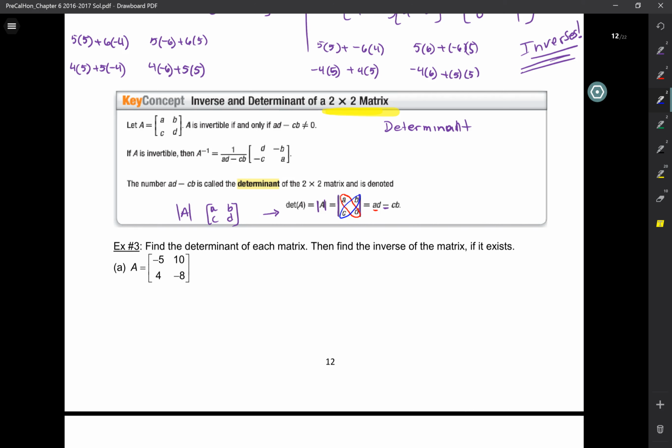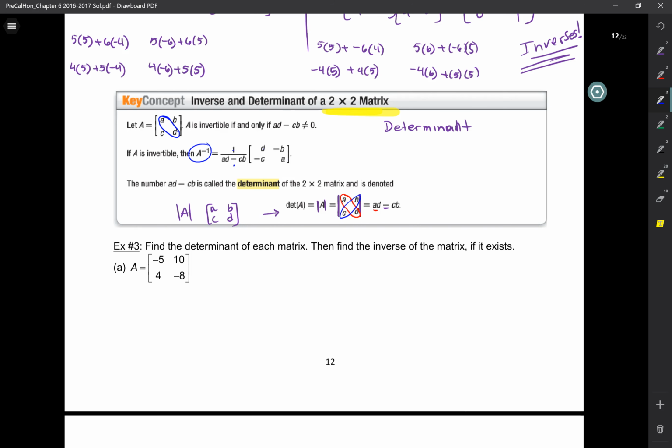Okay? Now, well, how would you find the inverse then? Once you find the determinant, it's 1 over the determinant, and what you do is you switch the places of that main diagonal, so A and D become D and A. The other ones stay where they are, but their signs switch.